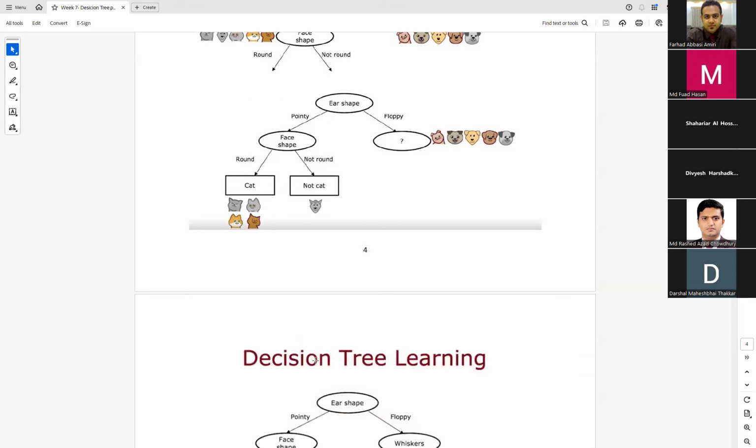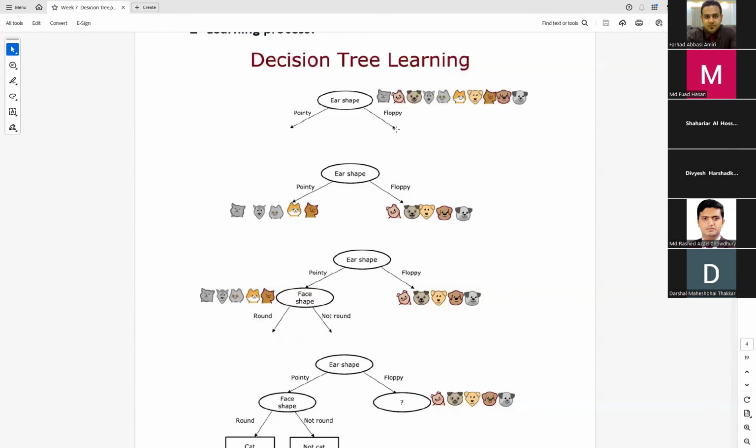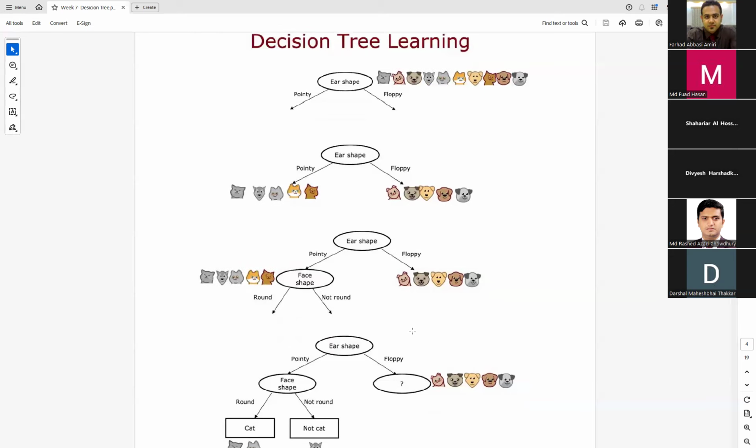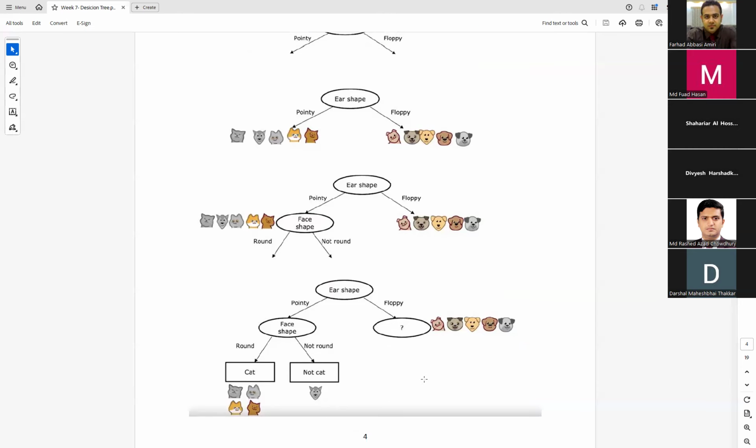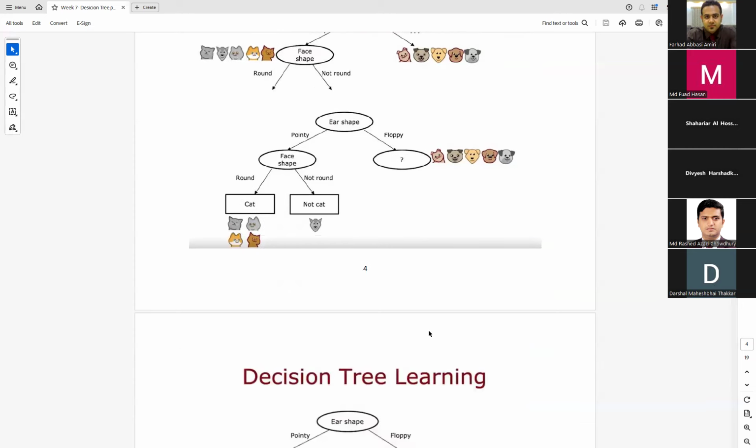And then the same process on the right branch. These are the floppy ear shaped animals. And then in the next step, we might focus on the whisker, which of them has, for example, whiskers, which of them doesn't have whisker, and then go to the last stage and make a prediction and classify these animals into dogs and cats, right? This is how decision tree works.